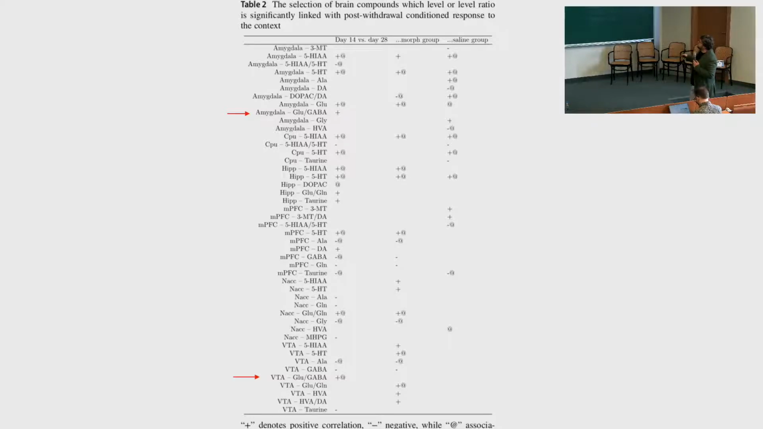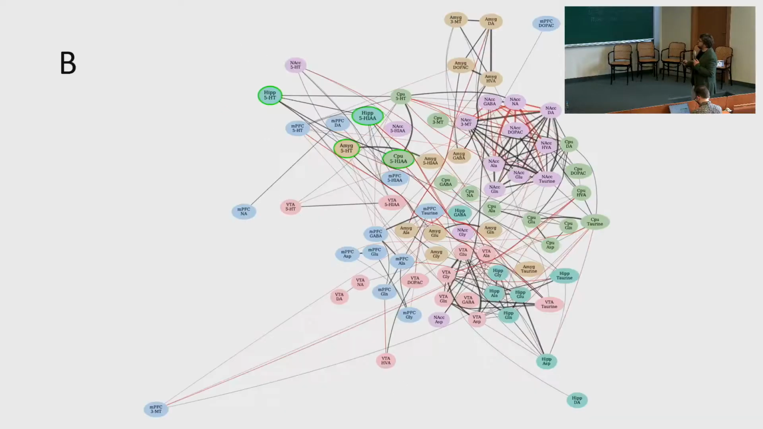The differences between 14 day and 28 days. So this is after the withdrawal period. We've got increased levels of glutamate to GABA ratio in the amygdala and also in the VTA.